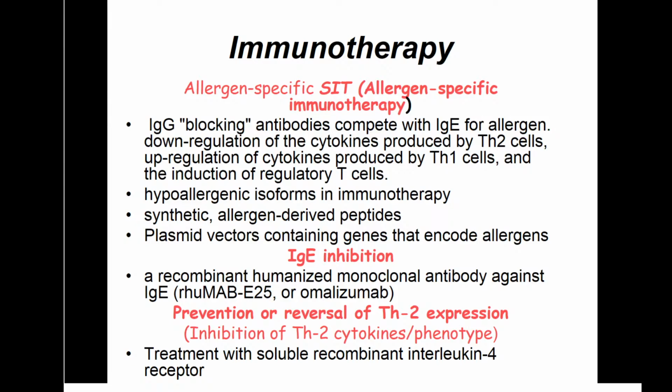It also switches the balance toward T helper 1 cells. The effect is pretty good, but we need to follow some conditions to expect the effect. The next group is IgE inhibitors, recombinant monoclonal antibody agents like omalizumab, that block IgE antibodies. Then prevention or reversal of T helper type 2 expression, inhibitors of the T helper 2 cytokines, and treatment with soluble recombinant interleukin 4 receptor.